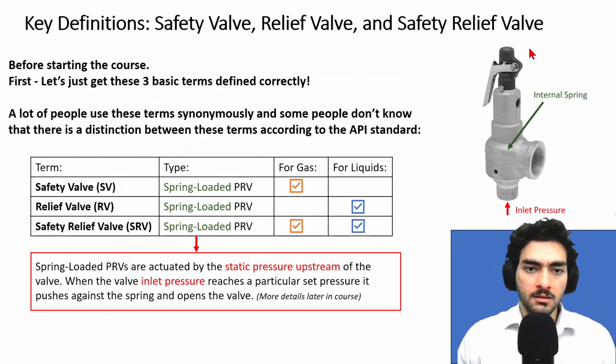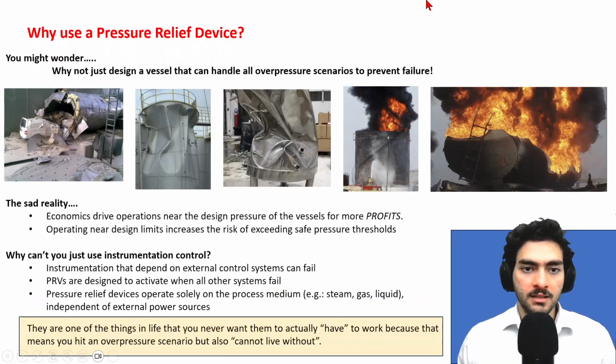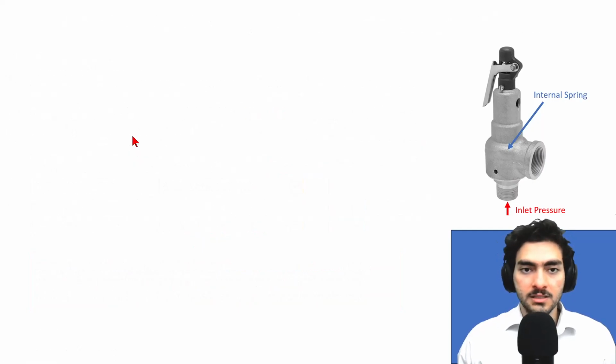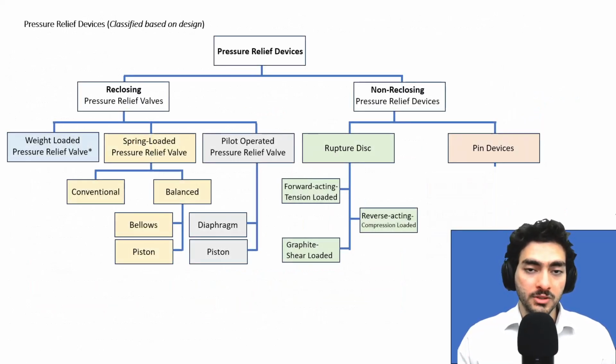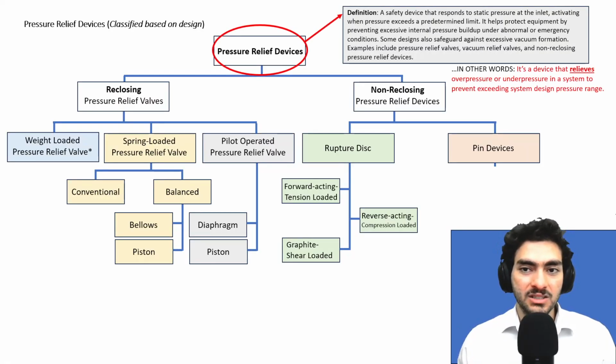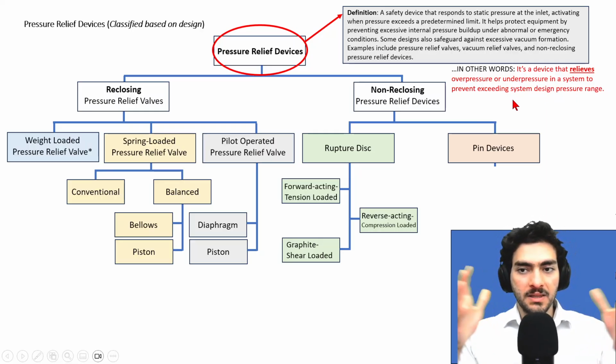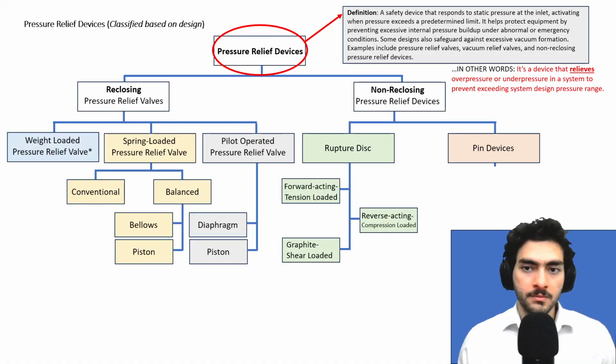So if you look at this slide, these two pictures are incidents of underpressure. So if vacuum is forming inside the vessel, you also have pressure relief devices that can help release and mitigate these underpressure scenarios. So in other words, a pressure relief device is a device that relieves overpressure and can also provide relief for underpressure in a system to prevent exceeding the system design pressure range.